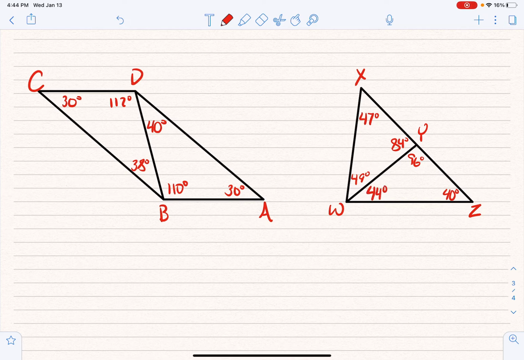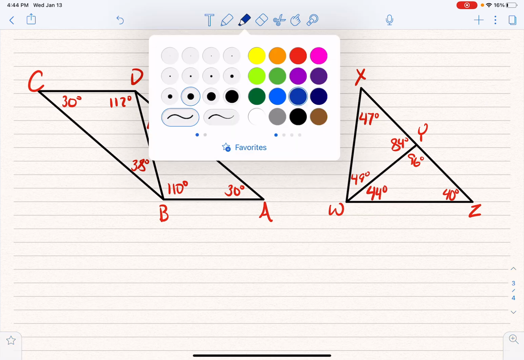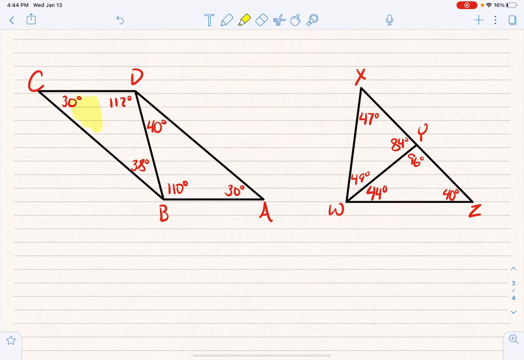Now your job is to go one triangle at a time. In this triangle right here, the smallest angle is clearly 30 degrees. So opposite of that would be the smallest side. So for that triangle, DB is the smallest. I know that DB is smaller than any other side in there. It's smaller than CD, and definitely smaller than CB.